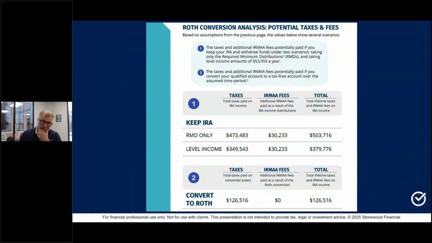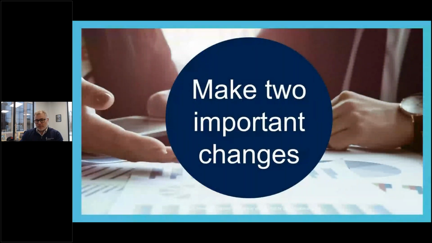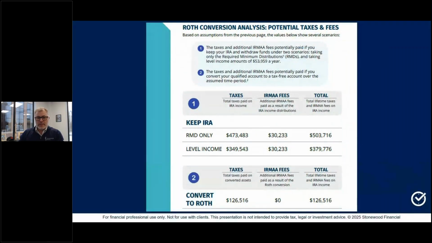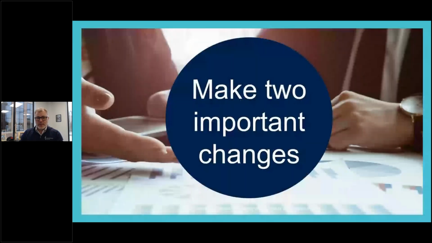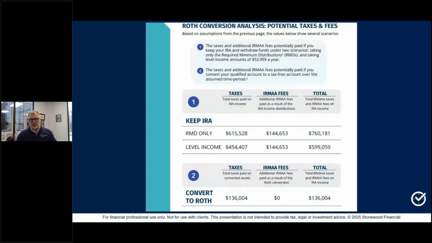Now, let's get into making sure the number on that report is accurate. So now I'm going to get to that, where I'm going to make two important changes. And I'm going to show you the results first. I'm going to go a little backwards here. So the report used to look like this. And then I made two changes, and now it looks like this. And so suddenly my overall tax bill through the RMD process is $760,000. And look at that IRMAA. It jumped from 30 all the way up to 144.